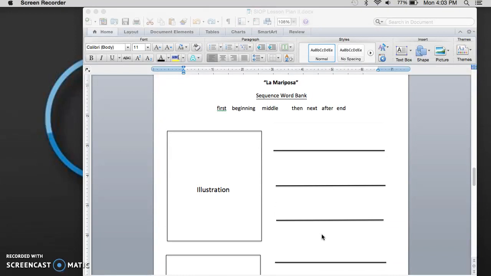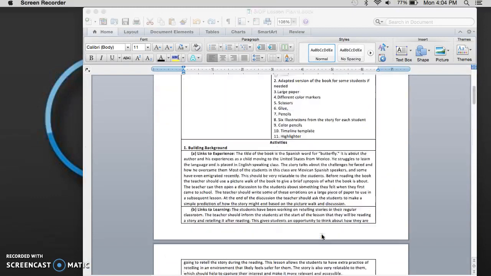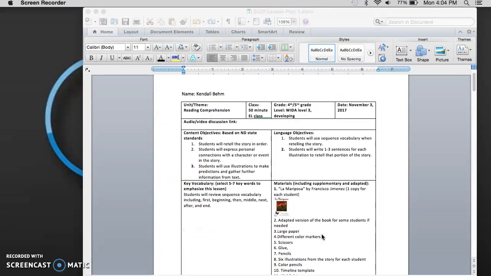And the timeline will be used with 6 different illustrations from the story. And the reason I chose to use illustrations from the story is to guide the students in creating a timeline in order, and to give them a visual cue as well to pair with their writing. And so this lesson has a lot of discussion and a lot of writing, and so it's really important that there's still some visual cues, even though these students are older and they're more at a developing language stage.